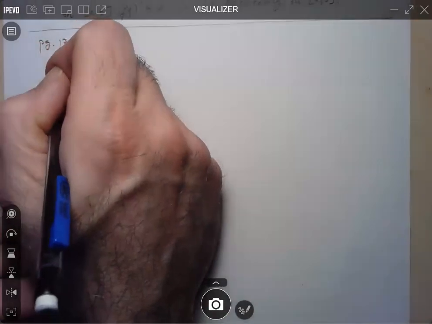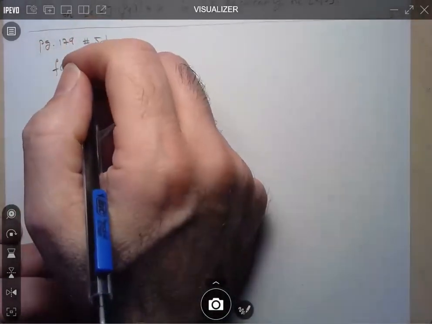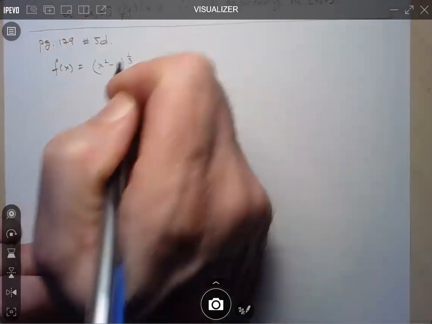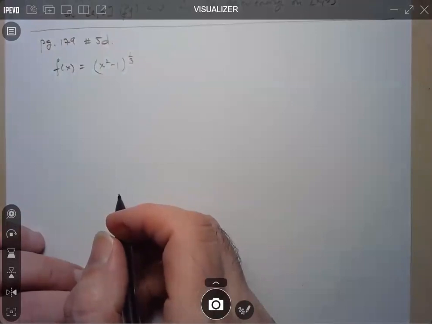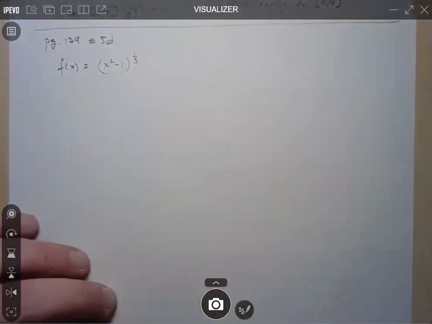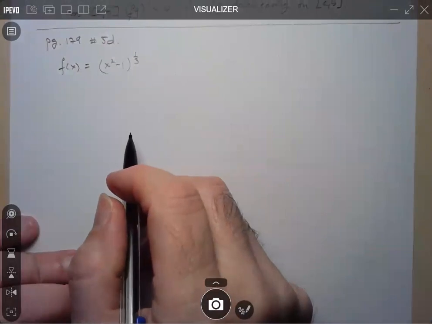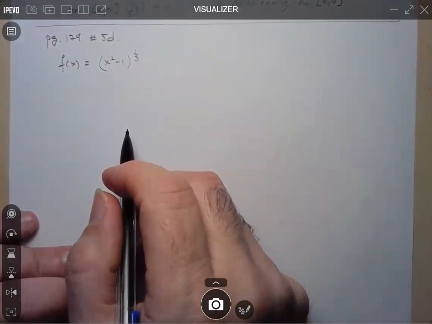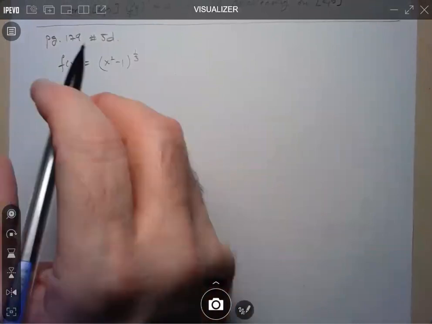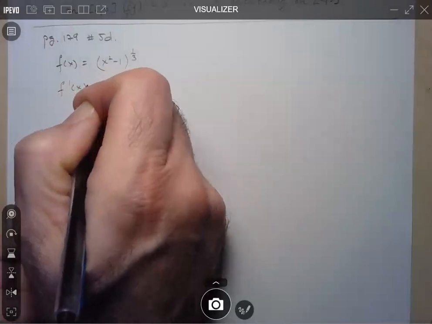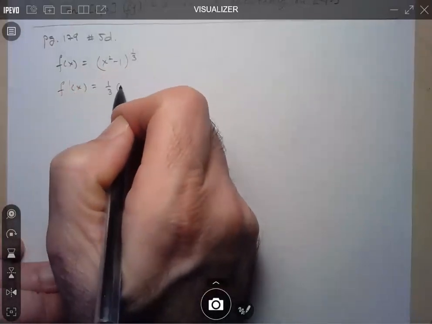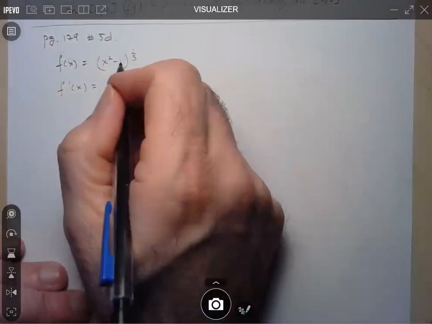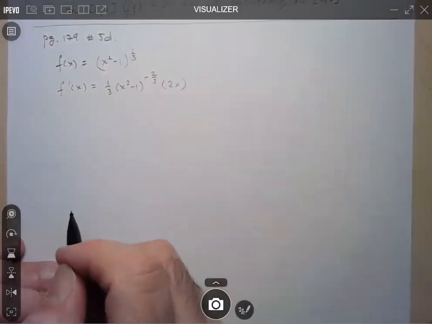Okay, so here f at x equals x squared minus 1 to the 1/3. Okay, and here they're asking us to find the critical points and to see if any of them are max or minimum. So here I'm just going to follow my algorithm for determining local extrema. Okay, so step one is to find the derivative. So this is going to be 1/3 x squared minus 1 to the negative 2/3 times the derivative of x squared minus 1, which is 2x.